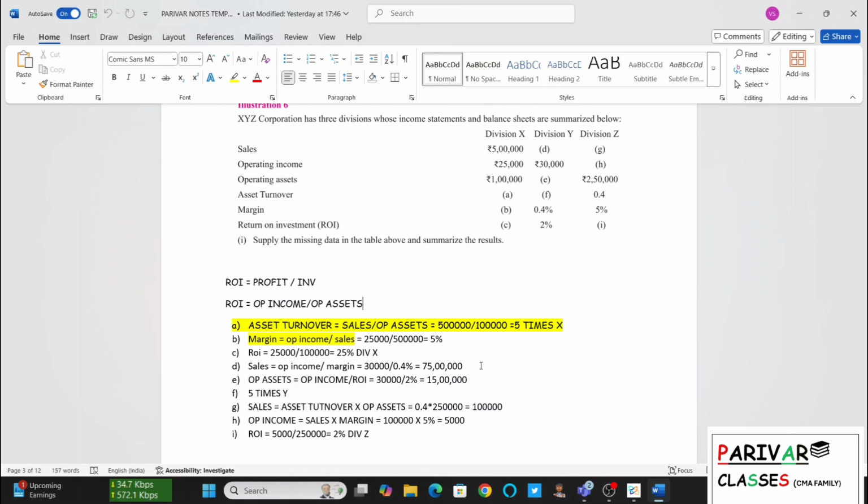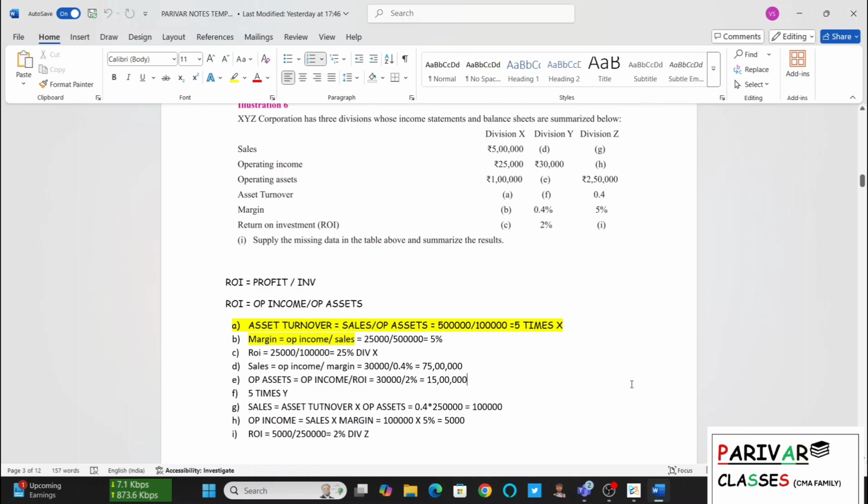But why is division X having better ROI and why is division Y having less ROI? Because if we see the margins, division X is having a 5 percentage margin, whereas division Y is having a 0.4 percentage margin.